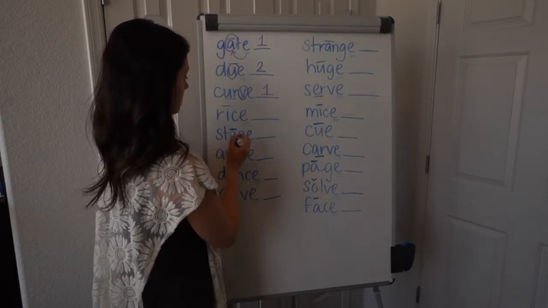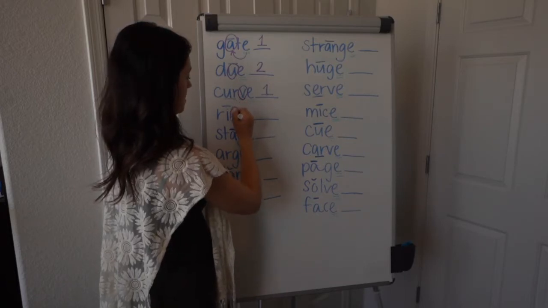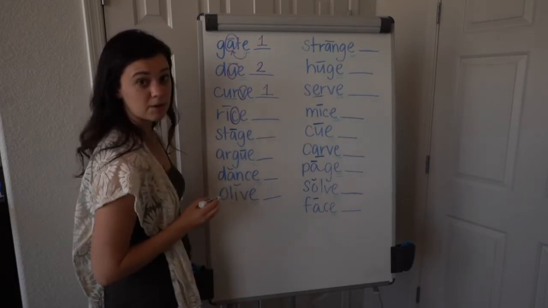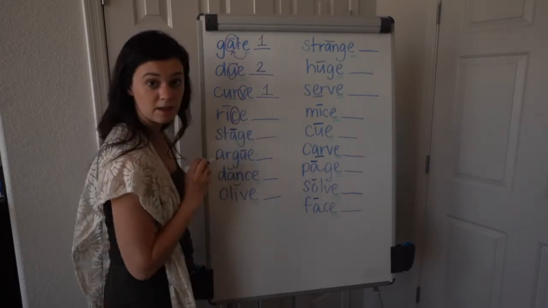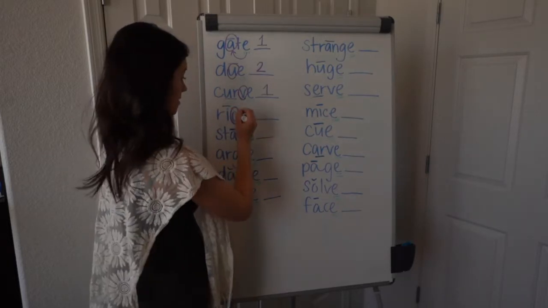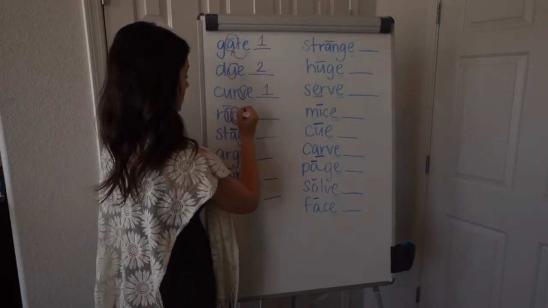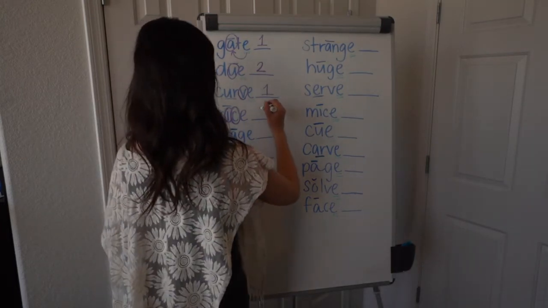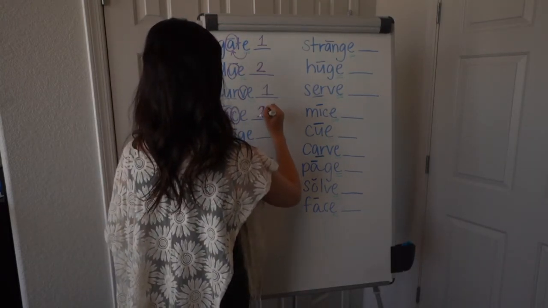Okay? For this one, I notice right away that C. And I say this word is rice. Okay, so I'm seeing that we have the C saying its soft sound, and this I is saying its long sound. So I'm going to circle the I too, because the E is making that I say its long sound, and it's softening that C. So there are two reasons for that one.